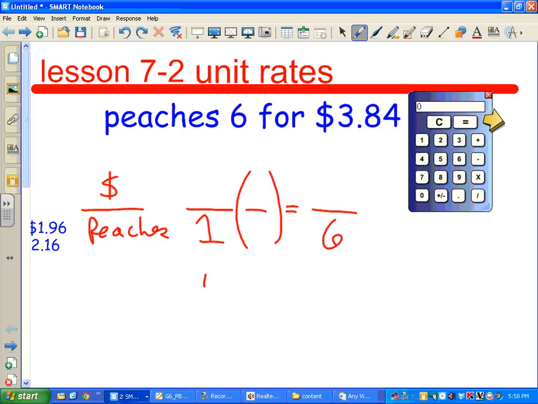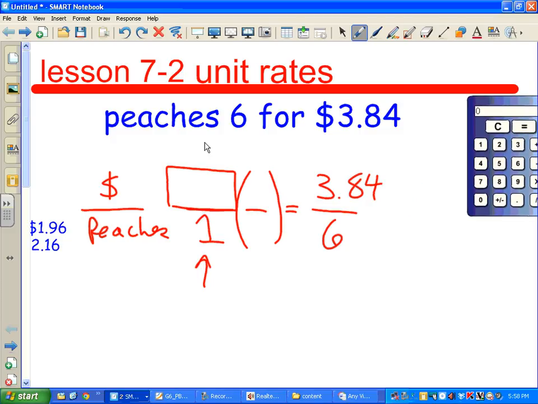You start with the 1 unit, or at least the smallest unit they give you right here. I don't know what this will be. So, here's how we solve it. 1 peach times something gives me 6. I know that 6 peaches cost $3.84. So, 1 times what gives me 6? 6. So if 6 is down here, because this is an equivalent fraction, it has to equal 6 up there as well.